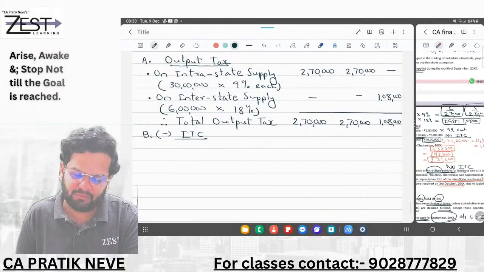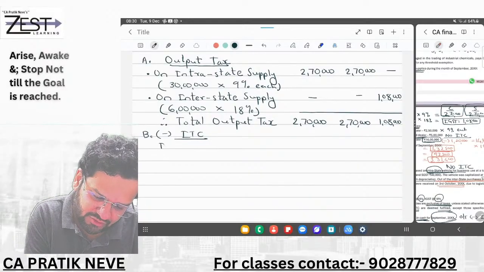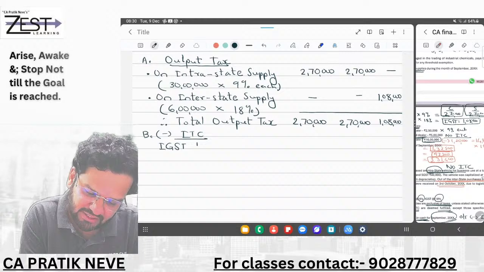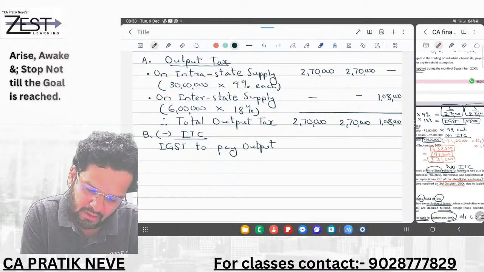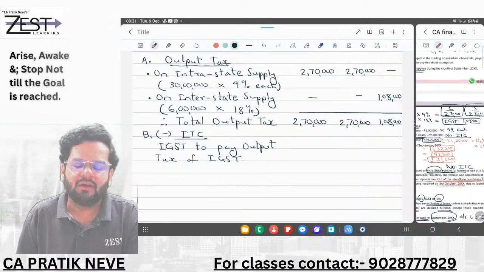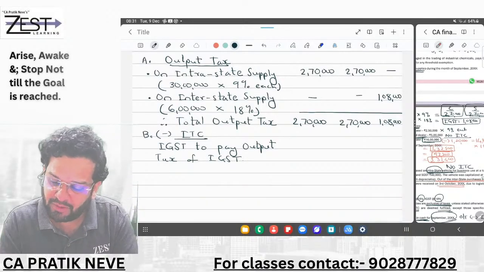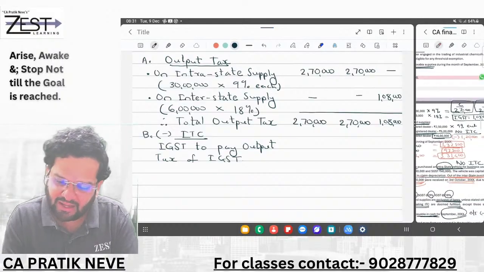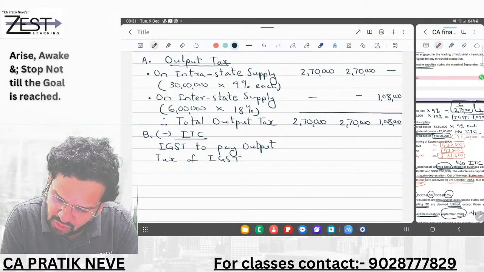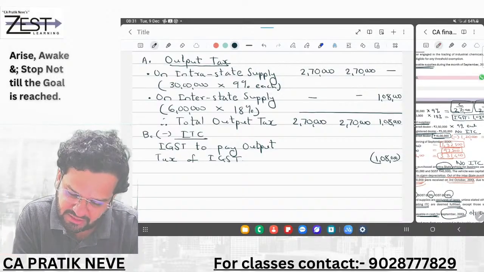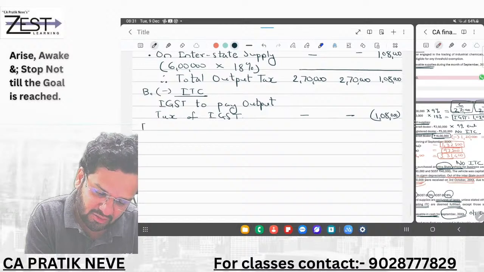Now friends, go ahead, B point, less input tax credit. When you are doing less input tax credit, then first you will use ITC of IGST to pay output tax of IGST. You have to use ITC of IGST first to pay output tax of IGST. You know your ITC of IGST is 3,31,400. So entire 1,08,000 I am first using to pay output tax of IGST. But balance is also there.